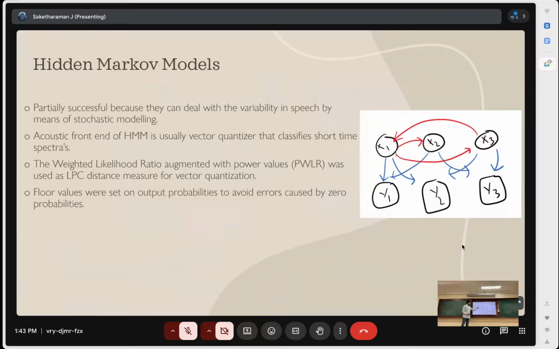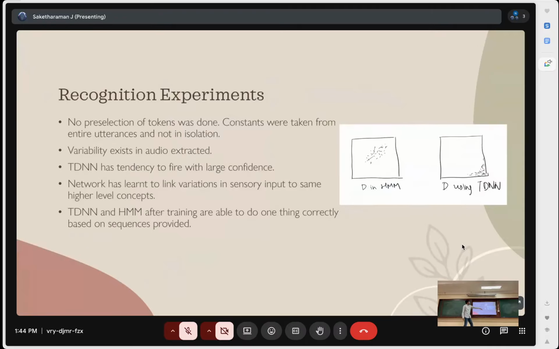The acoustic front end of an HMM is usually a vector quantizer. So basically, you have a large amount of data, where each phoneme or token, which is basically a consonant or, say, the letter A, for example, is a data point in a graph. So it groups all the data points of similar types together in the graph like this. Basically it groups them like this. If each data point represents a token, you will group them like this in a graph.